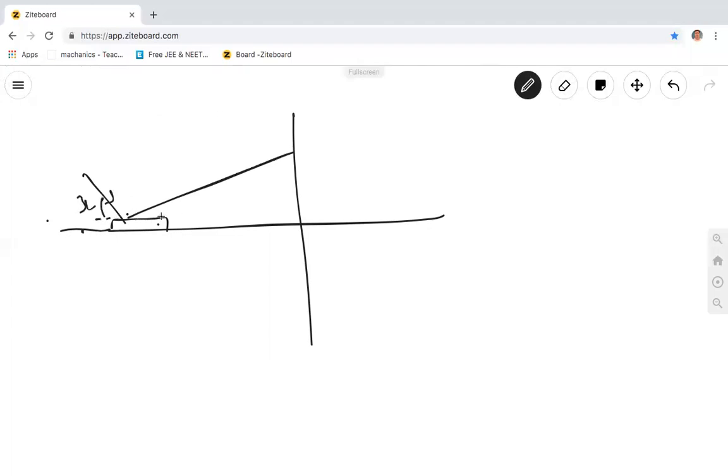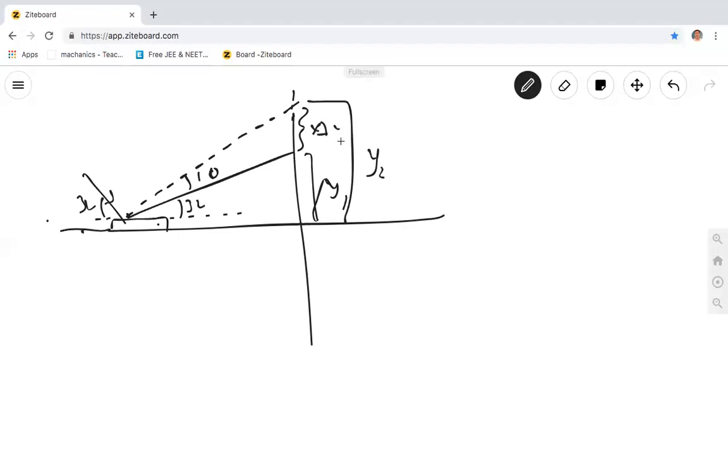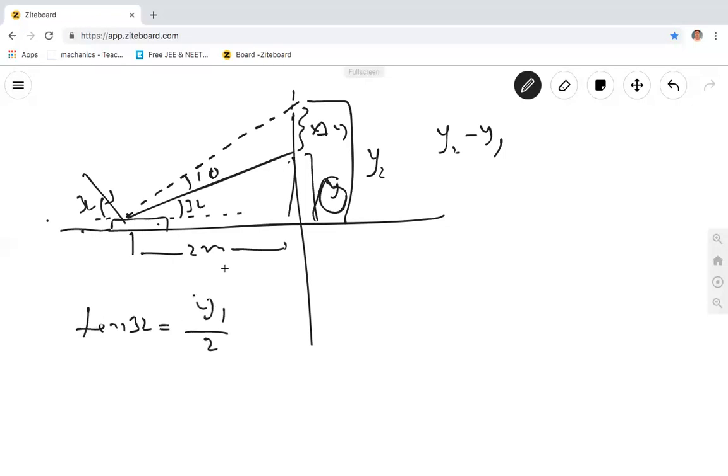The angle is 32 degrees. Now you shift 5 degrees, now it will go like this. It is 10. I have to find the shift. Let me suppose this is y1 and this is y2. So this delta y is y2 minus y1. What is y1? From this triangle, the distance is 2 meters. From this triangle, tan 32 is equal to what? Opposite over adjacent, perpendicular by base, y1 by 2.